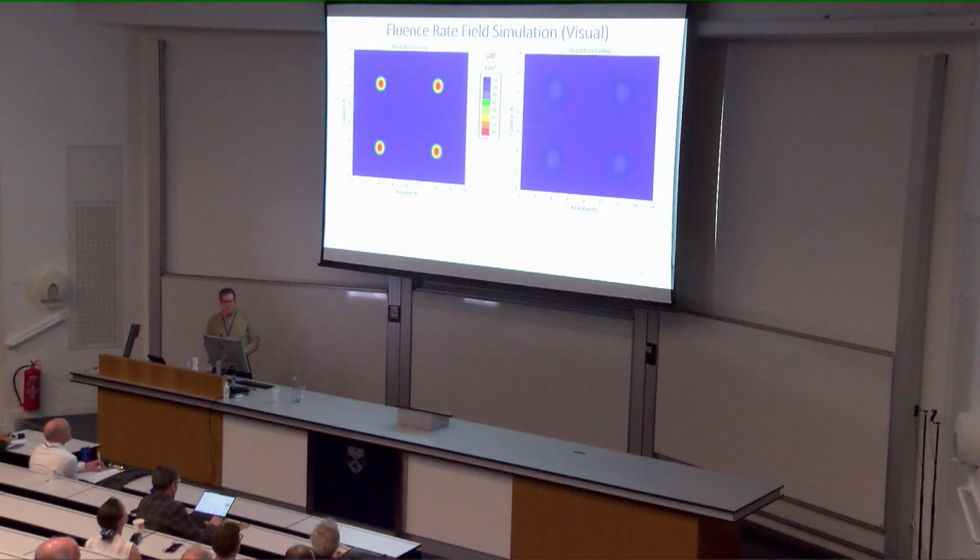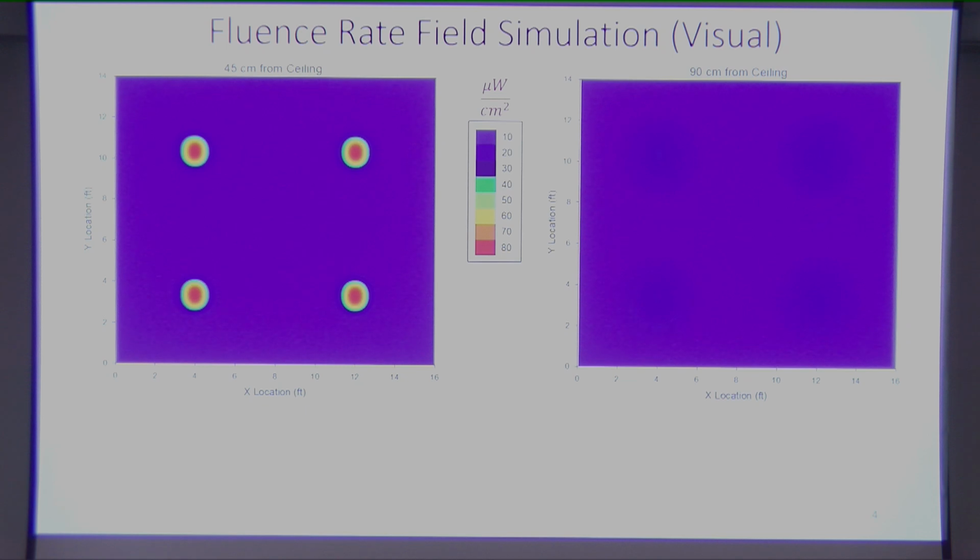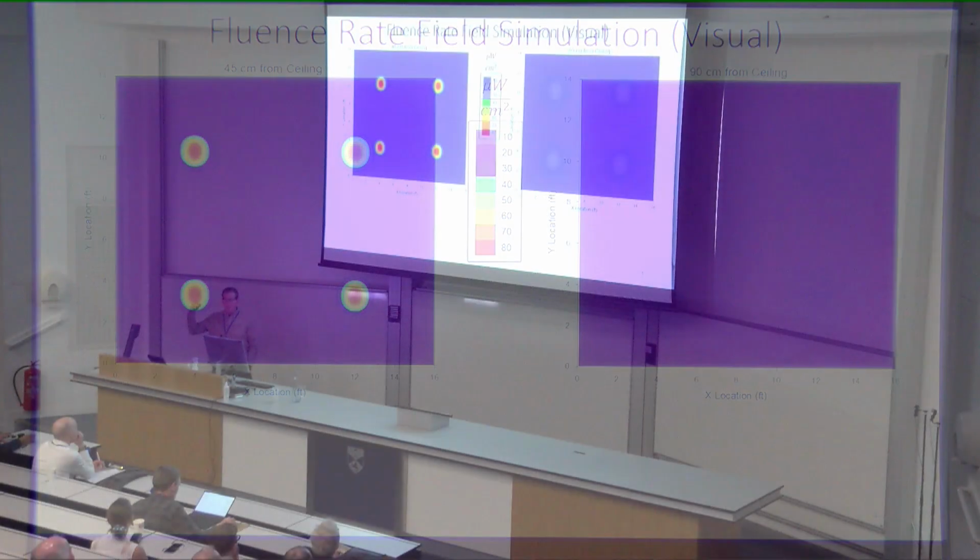All right, so in terms of characterization of the fluence rate field, there were simulations that were done using Visual. Thank you, Holger. So here are 2 illustrations of the results of that simulation using Visual. On the left panel illustrates the fluence rate field in a plane that was 45 centimeters down from the ceiling. And the right panel illustrates, using the same color scheme, the fluence rate field at a plane that was 90 centimeters from the ceiling. That's nominally 1.8 meters up from the floor, so basically eye level.